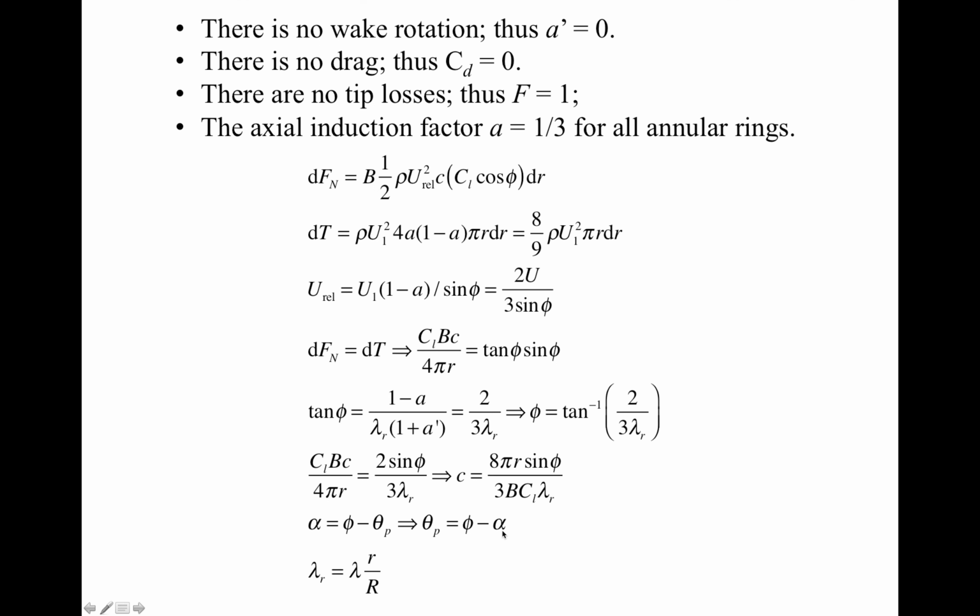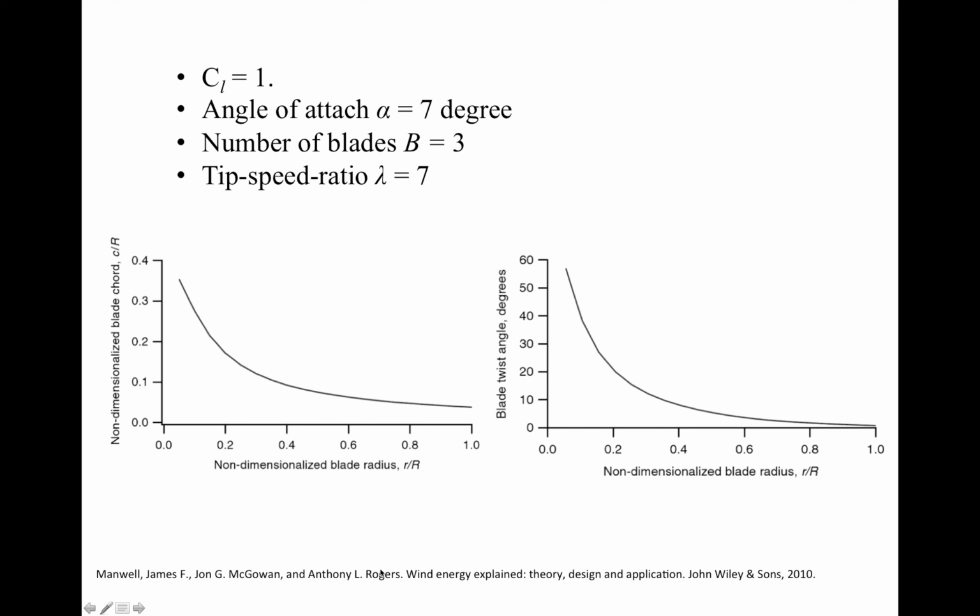We would like to have alpha fixed at the optimal value, and phi can be computed from here by taking the inverse tangent function on 2 divided by 3 lambda r. Phi can be computed, alpha is given, and then theta p, the section pitch angle, can be computed. We know the twist. So those are the expressions.